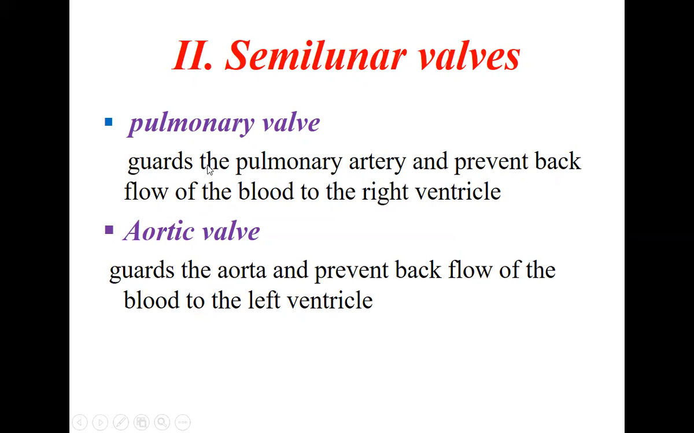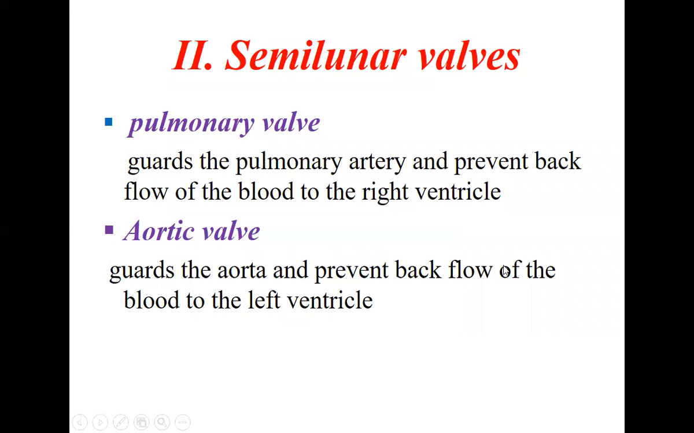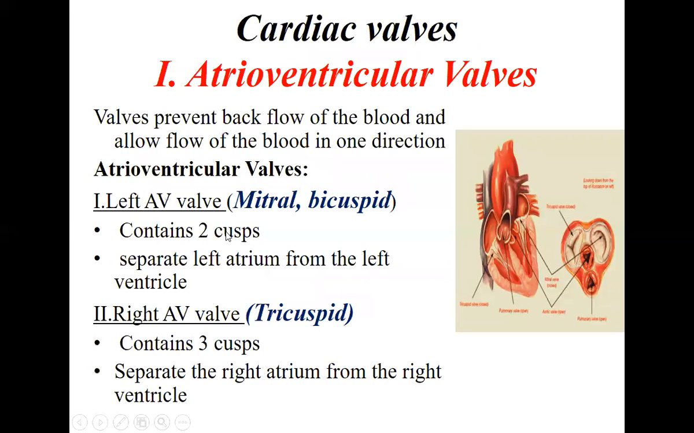These guard the pulmonary artery and prevent backflow of blood to the right ventricle. The pulmonary valve does the same function. It prevents backflow from the pulmonary trunk back into the right ventricle. So it prevents the blood from flowing back to the right ventricle. Similarly, the aortic valve, which is present near the opening of the aorta, what does it do?